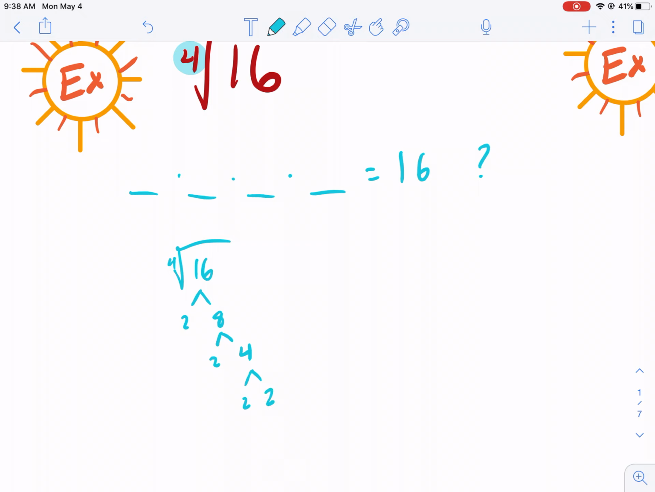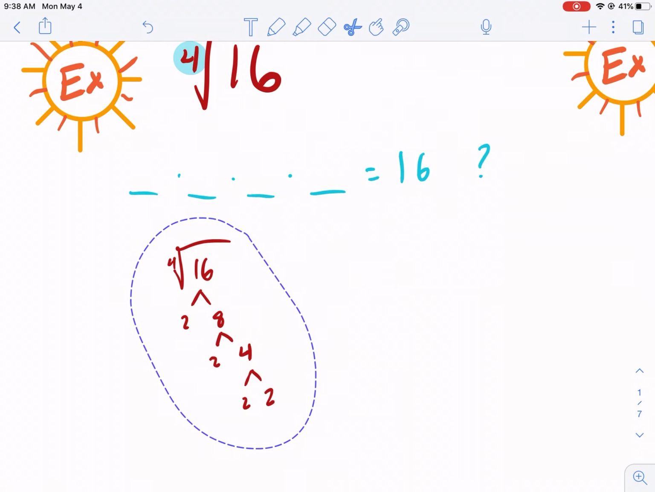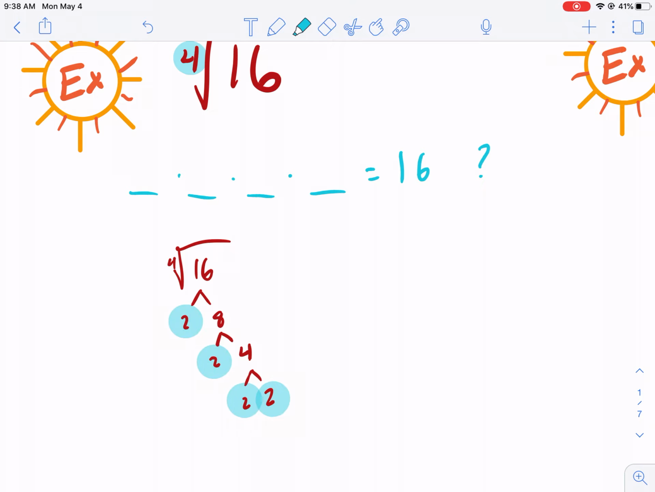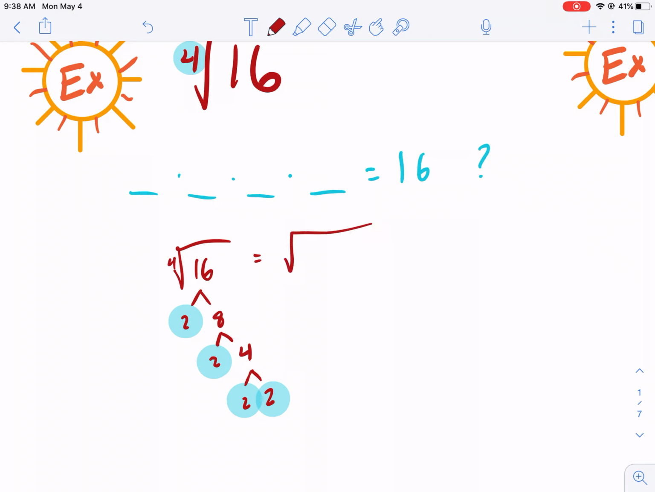Let me change the color of this. I'm going to change it to red, because I want to use this highlighter. Now we can see we have 2 times 2 times 2 times 2. We could rewrite this problem as the fourth root of 2 times 2 times 2 times 2.